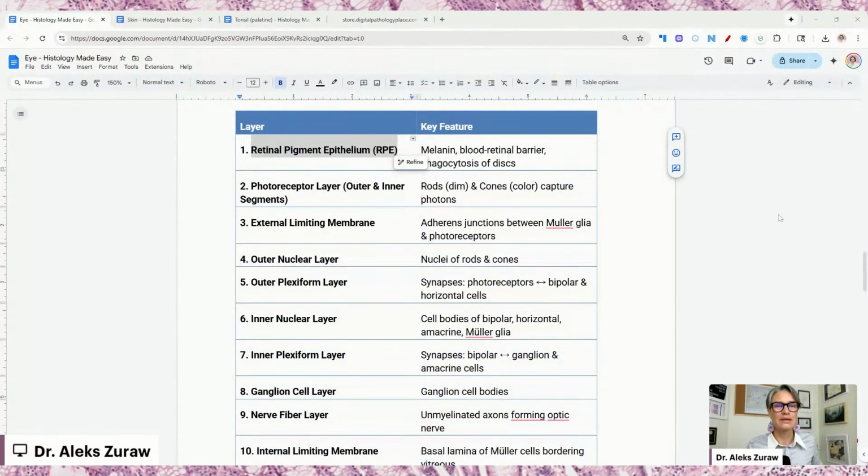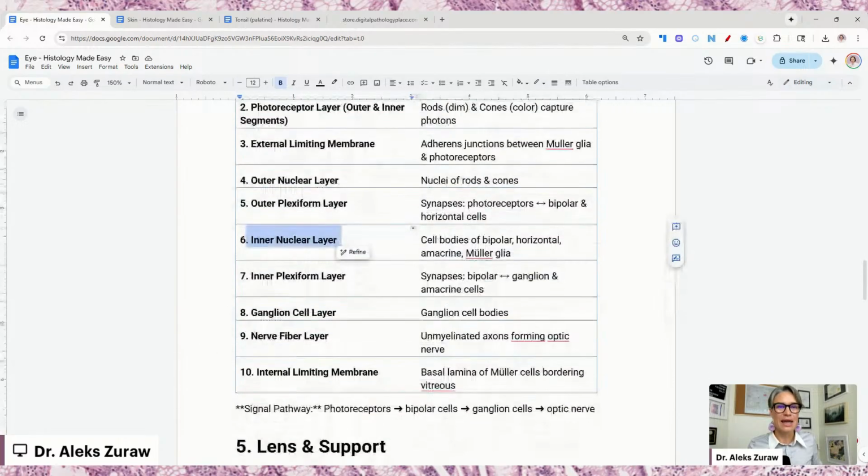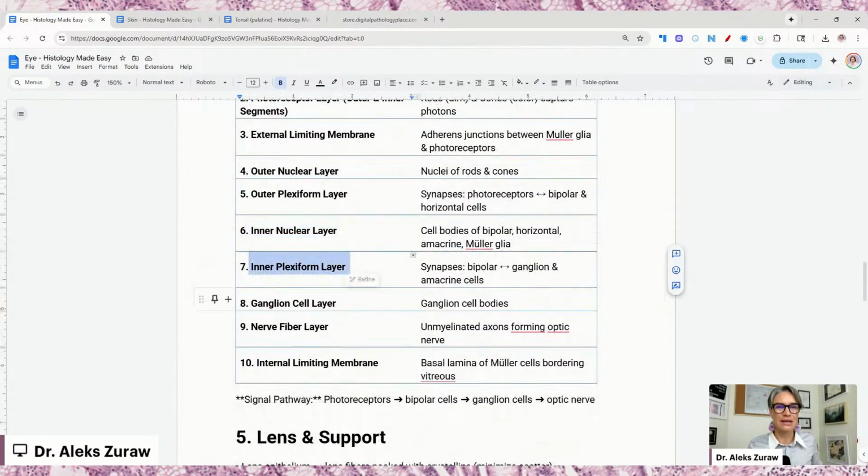Retinal pigmented epithelium, photoreceptor layer, external limiting membrane, outer nuclear layer, outer plexiform layer, inner nuclear layer, inner plexiform layer, ganglion cell layer, nerve fiber layer, and internal limiting membrane. So a lot of membranes, I have to say.